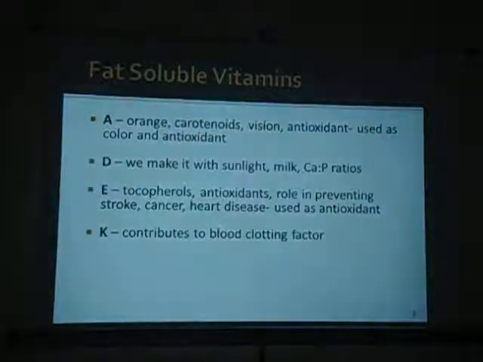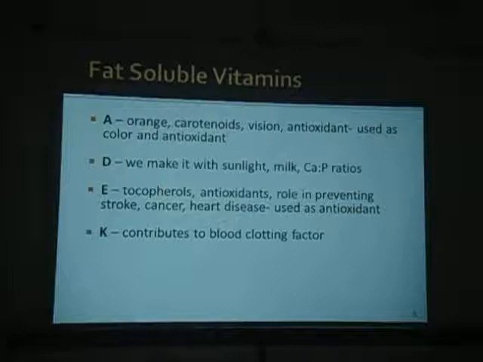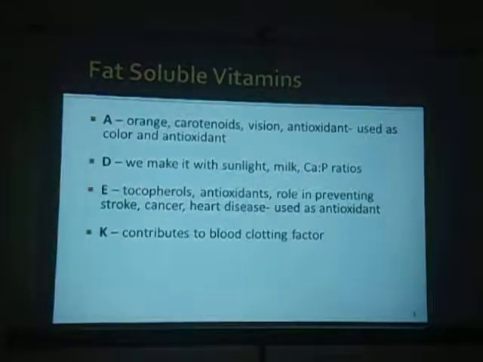Okay, and we have vitamin D. How do we get our vitamin D? With the help of sunlight, our skin can prepare the vitamin D. Milk is also a rich source. Okay, this vitamin D helps in maintenance of the calcium, potassium, phosphorus ratio.